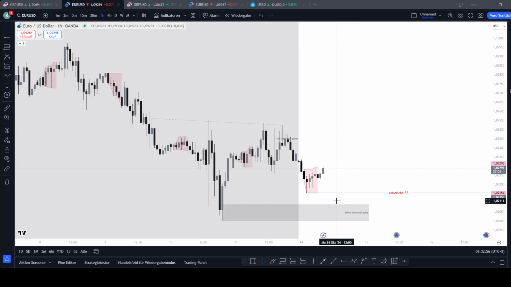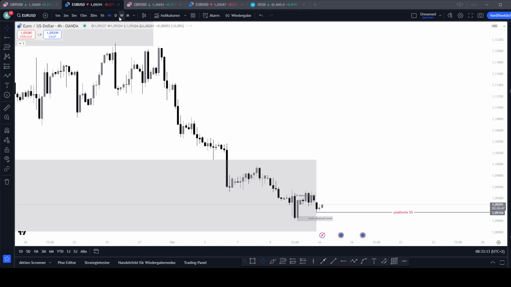Liquidity is not always taken out in the market. Like the Asian high was not taken out, and there's a probability that the Asian low might not also be taken out, but we trade only when we see our setup. So thanks for watching, guys. That was all about EURUSD.